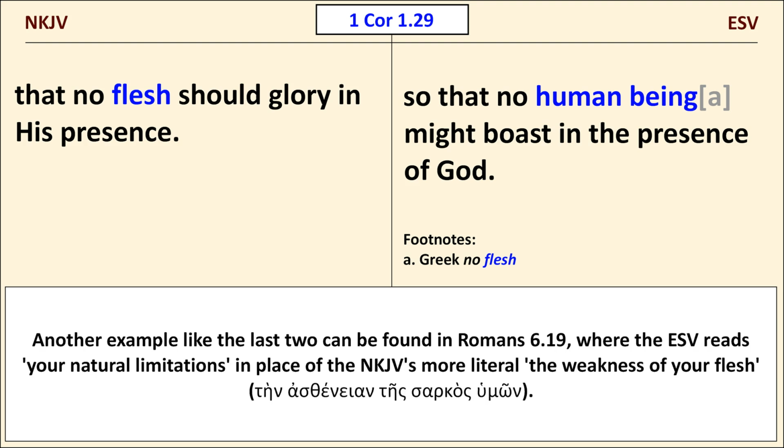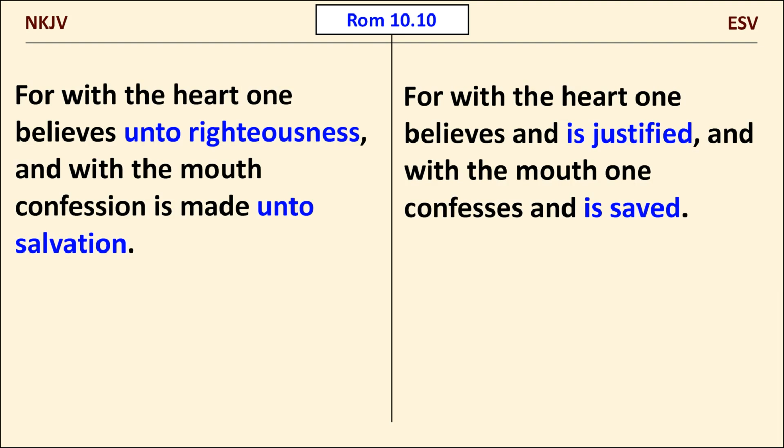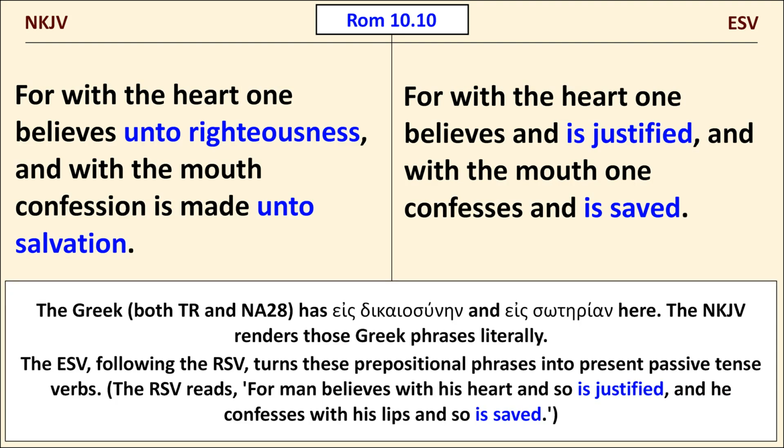Another example, like these last two, can be found in Romans 6:19, where the ESV reads, "Your natural limitations." The NKJV provides the more literal translation, "the weakness of your flesh." We'll next examine Romans 10:10. The Greek has "is dikaiosounein" and "is soterion" here. The NKJV renders these Greek phrases literally.